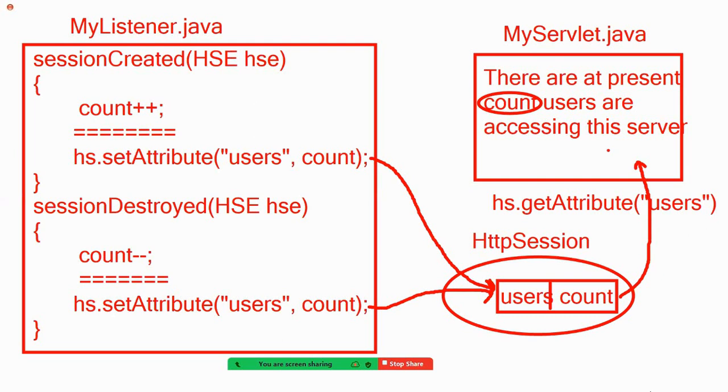Counting number of users and counting number of views are different. Counting number of views is already a small program. In the service method we wrote count plus plus. This is different, that is different.